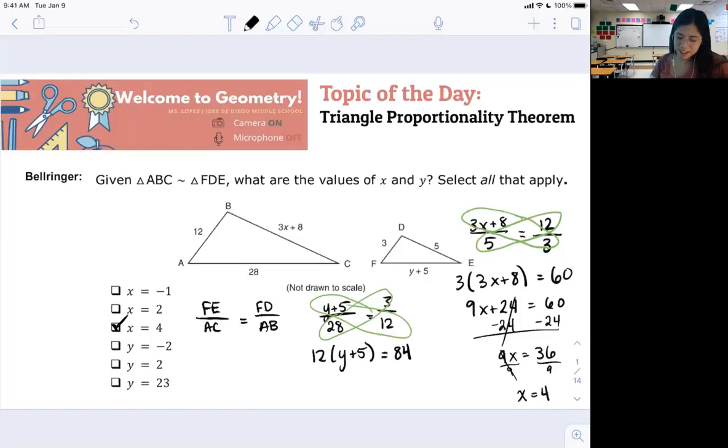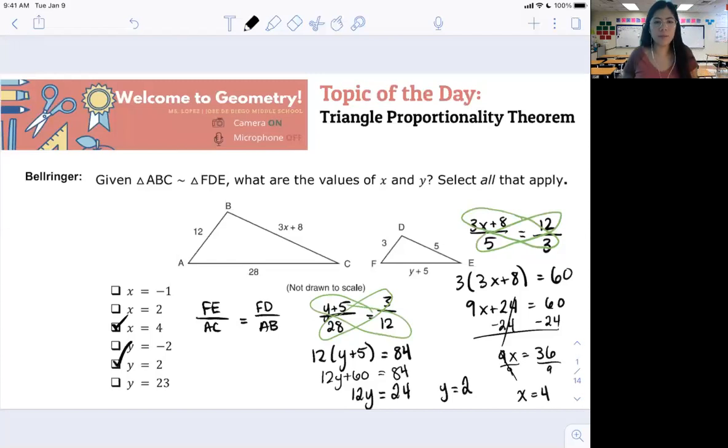Okay. So same idea. We distribute. We get 12y plus 60 equals 84. Subtract 60 from both sides. That gives me 12y equals 24. Divide both sides by 12. I get y equals 2. So those are my answers. y equals 2 and x equals 4. Any questions, comments, concerns, confusions, anything at all?